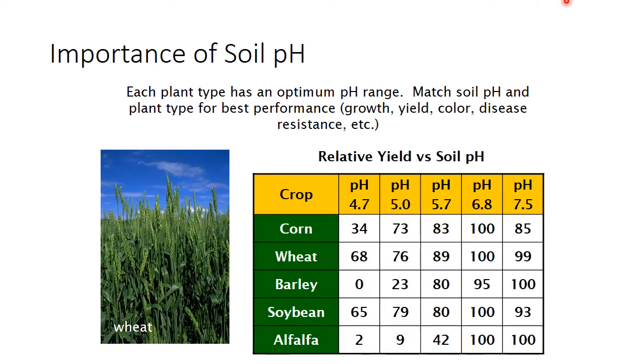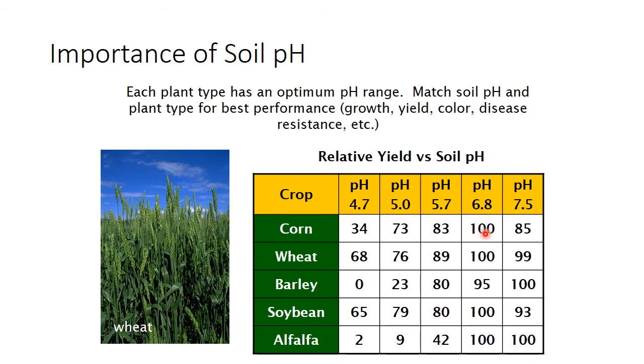Now another example of that is yield. So some plants have a different sort of Goldilocks zone. And so to show you how that works, corn and wheat both have an optimum pH of around 6.8. And so this table is showing the relative yield of these different crops relative to the pH where they had the highest yield. So the highest yield for corn was pH 6.8, highest yield for wheat was 6.8.